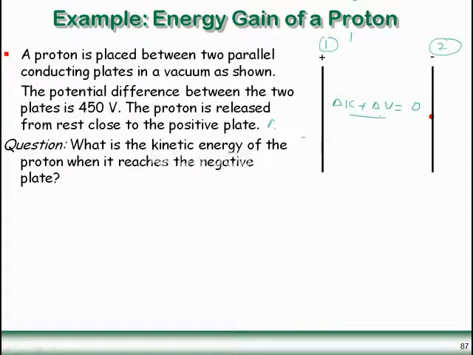Initial kinetic energy is 0. Delta U you can calculate because you know the formula V equal to U by Q. So delta V equal to delta U by Q. Delta V is given to you, Q is given to you, delta U you can easily calculate, that is Q delta V. And the negative of that will be the change in kinetic energy, delta K. So please try to solve. I am showing you in slides.